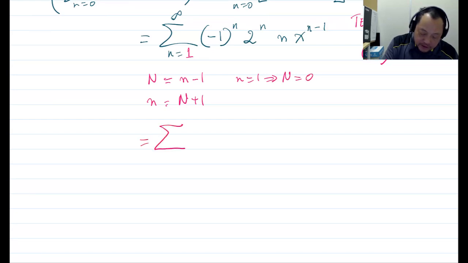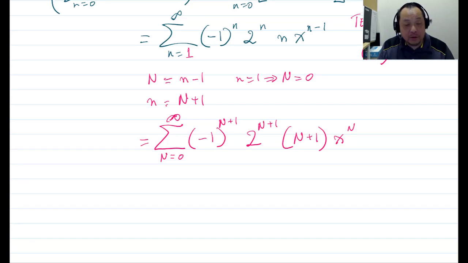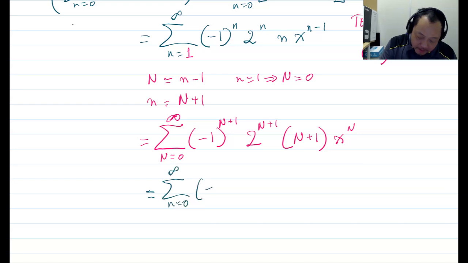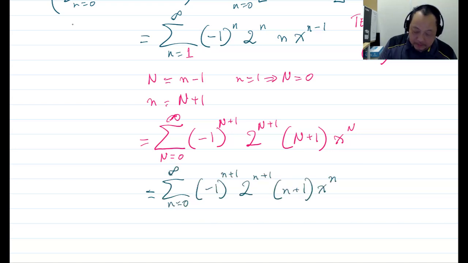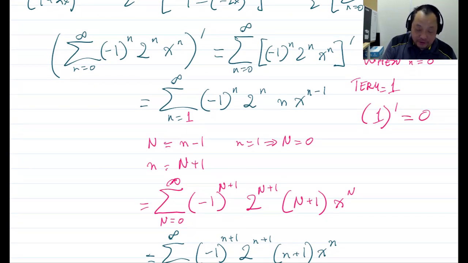And therefore, this series becomes the sum from capital N equals 0 to infinity. Negative 1 to the little n is now negative 1 to the capital N plus 1. 2 to the little n is now 2 to the capital N plus 1. Little n is now capital N plus 1. And x to the little n minus 1 is now x to the capital N. I'm done shifting the indices, and now I just rename all the capital N as little n. Right. And what is this? This is the derivative of the power series.